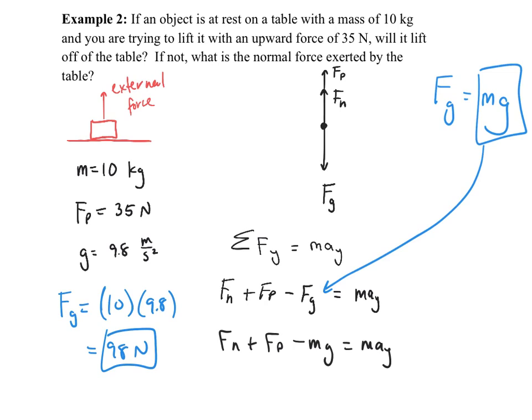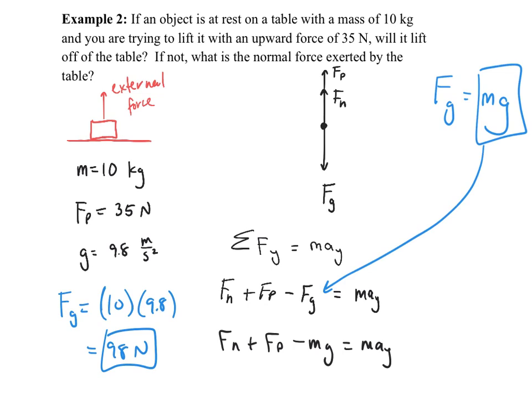The weight of the object is 98 newtons. But what was my applied force? Only 35. I am weak. I am not strong enough to lift this off the ground. I only applied 35 newtons, and yet it weighs 98. So is it going to move off the table? If I'm not applying enough force, will it move?